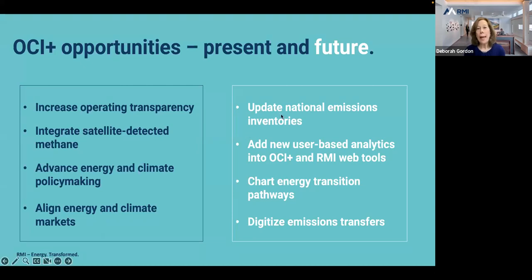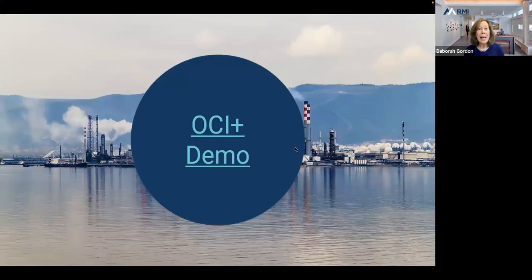In terms of looking ahead, we are using these data to update national emissions inventories. We are looking to add new user-based analytics and tools that we are excited to hear from you in terms of use cases to add into the Oil Climate Index plus gas, charting energy transition pathways, and ultimately digitizing these emission transfers so they can be easily monitored and reported. So with that, I am going to turn it over to Rose to demo the OCI Plus. Over to you, Rose.